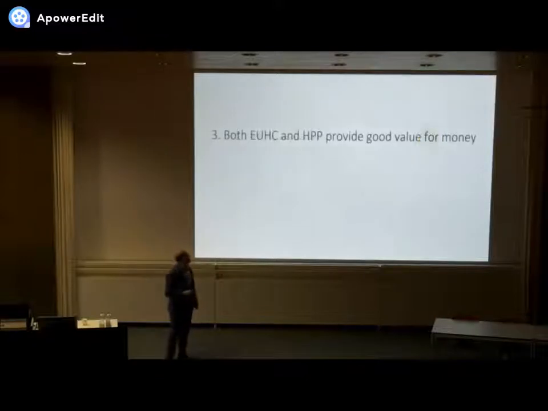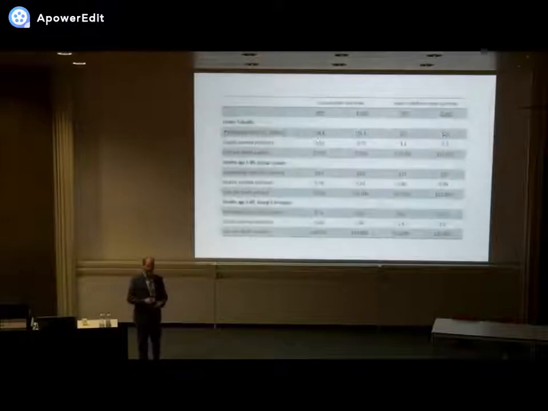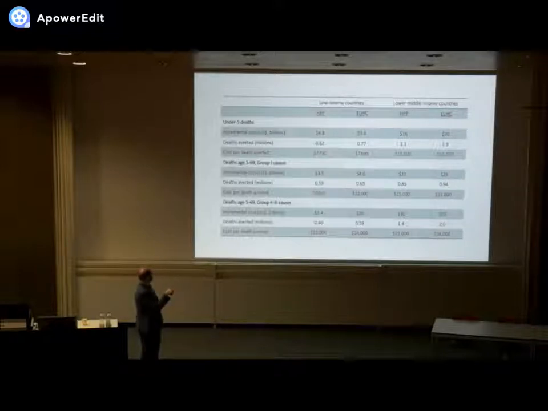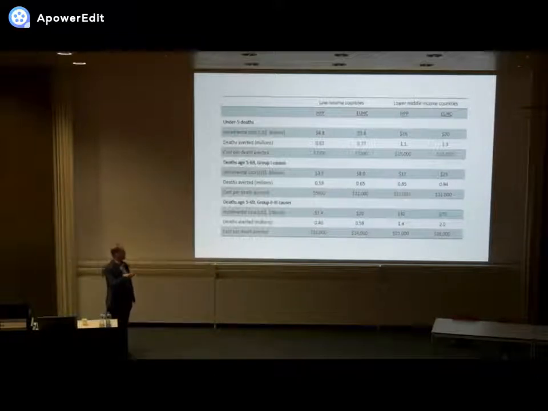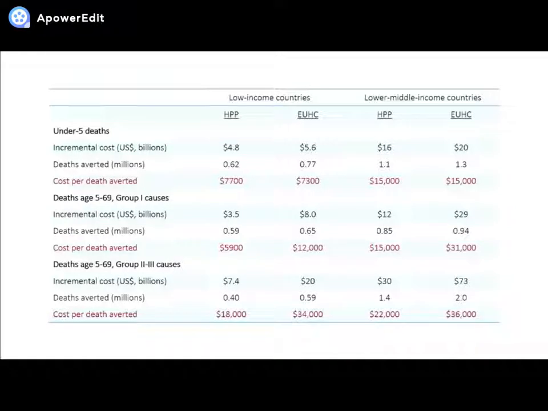The last thing I'll say is that we think that both of these 2 packages provide good value for money. I'm not going to go into the details here, but we did a separate modeling exercise looking at reductions in under 70 deaths by the year 2030 and compared those to the incremental costs here. And I'll briefly show you some of the results. So for low and lower middle income countries, we looked at under 5 deaths and the cost per under 5 death averted, deaths 5 to 69 from group 1 causes, infectious diseases, and deaths 5 to 69 from NCDs and injuries. And what you see here is that you get numbers that are pretty reasonable looking. For both of the two packages, the smaller and bigger package, you get something like $7 per child death averted, which is pretty reasonable.